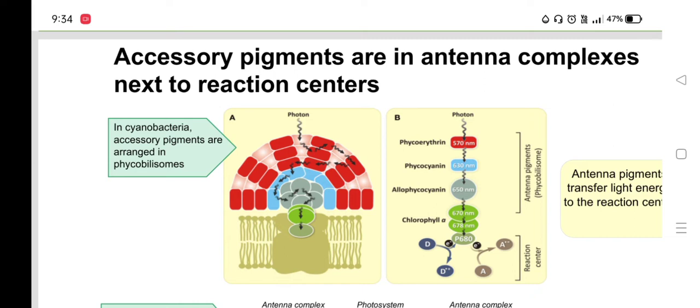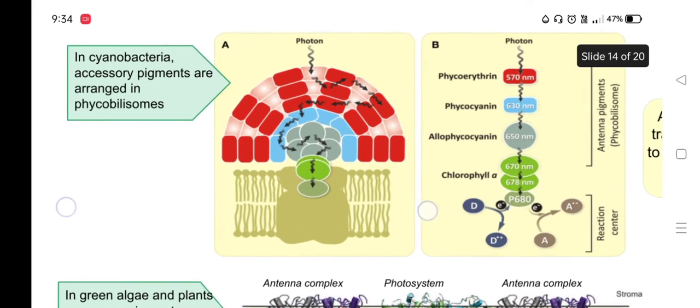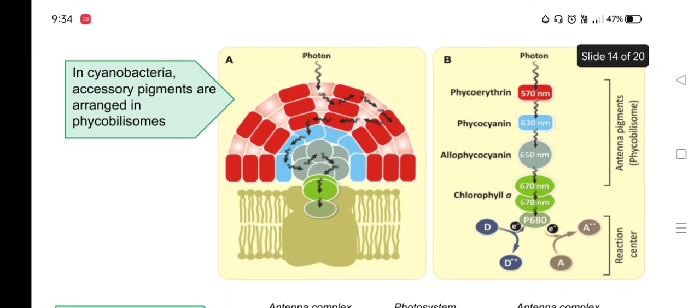So here the LHC, that is light harvesting complexes, works. How do they work? We are going to discuss now. These accessory pigments are in antenna complexes next to the reaction center. In cyanobacteria, accessory pigments are arranged in a phycobilisome. Here you can see they are arranged as a sac-like structure.